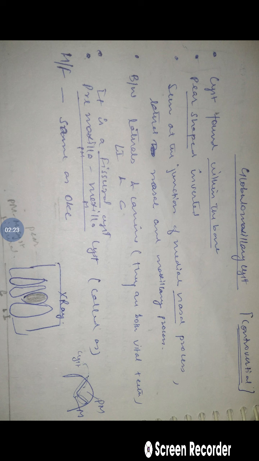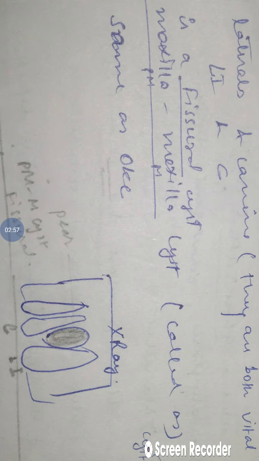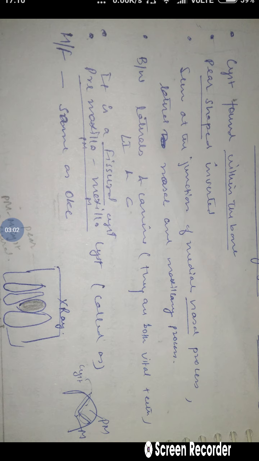the junction of medial nasal process, lateral nasal, and maxillary process. So, it is seen in the junction of three processes: medial nasal process, lateral nasal process, and maxillary process. Now, it is basically seen between lateral incisors and canine. As you can see in the diagram, if an X-ray is shown to you and you see a black area between the roots of lateral incisor and canine, it can most commonly be diagnosed as globulomaxillary cyst.